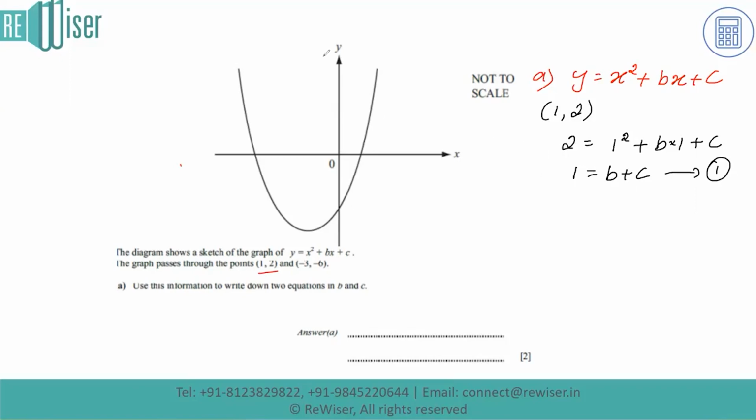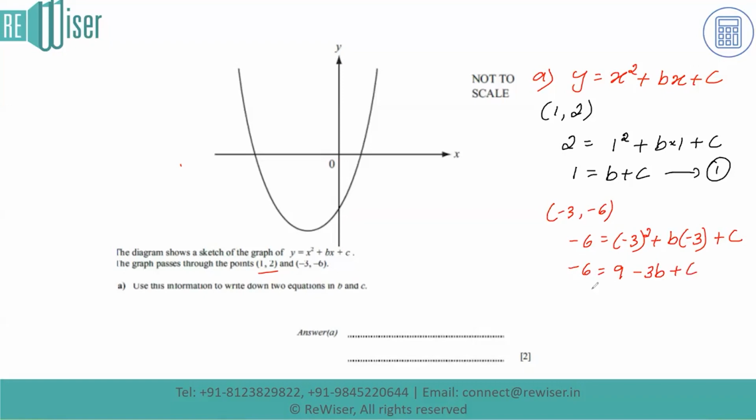And in order to get the second equation, we can substitute the second point. The second point here is (-3, -6). So this means when x is -3, y is -6. If I substitute it, that's going to be -6 equals (-3) squared, because wherever we have x, we need to put -3, plus b times -3 plus c. So this is going to be -6 equals (-3) squared, which is 9, and b times -3 will be -3b, plus c.